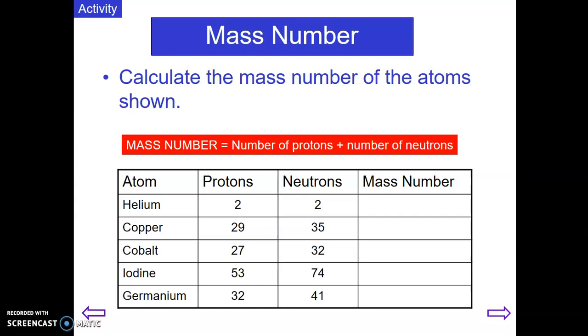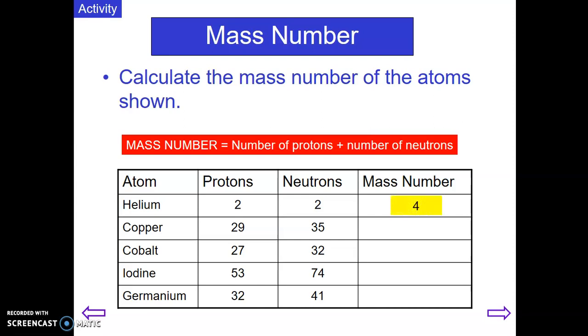So, very quickly, and this is very simple, I would pause the video and just calculate the mass numbers of these 5 elements. Do that just now if you like. Okay, so for helium, we have 2 protons and 2 neutrons in an atom of helium, therefore 2 plus 2, the mass number of an atom of helium is 4.